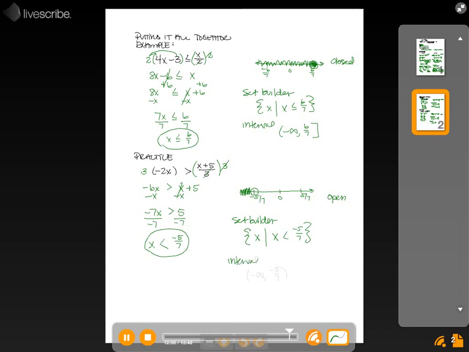Interval notation. Again, it's based off of our graph. So we're going to look at our graph. We're going to read it from left to right. And as we were reading it, it's already got things shaded. The left side's already shaded, which again means we're going to start with a negative infinity. So open parenthesis, negative infinity, comma, we're going to go until we hit negative 5/7. That's an open circle. So for negative 5/7, we're going to use a parenthesis. And then there's our interval notation.